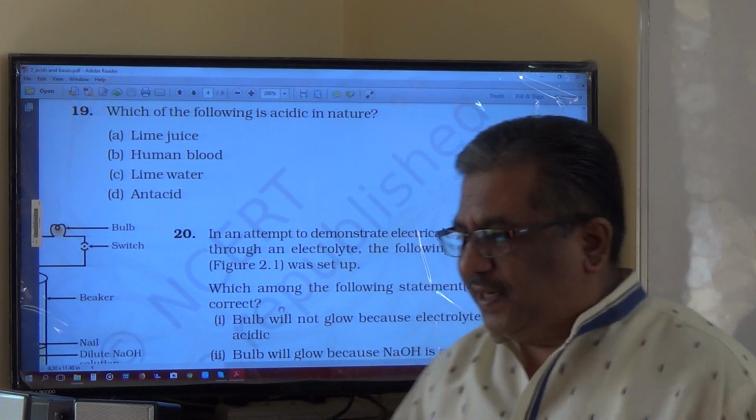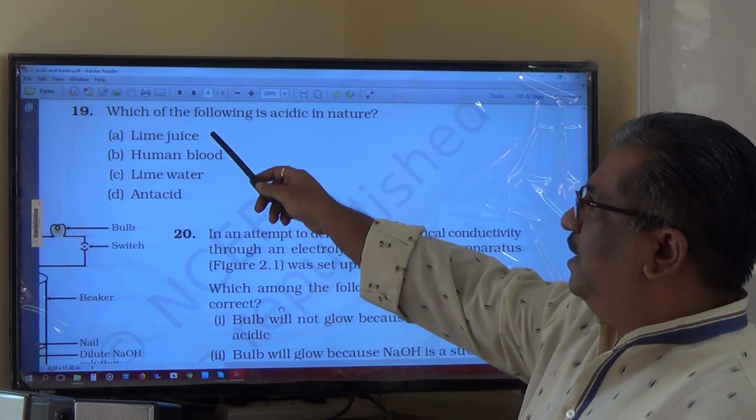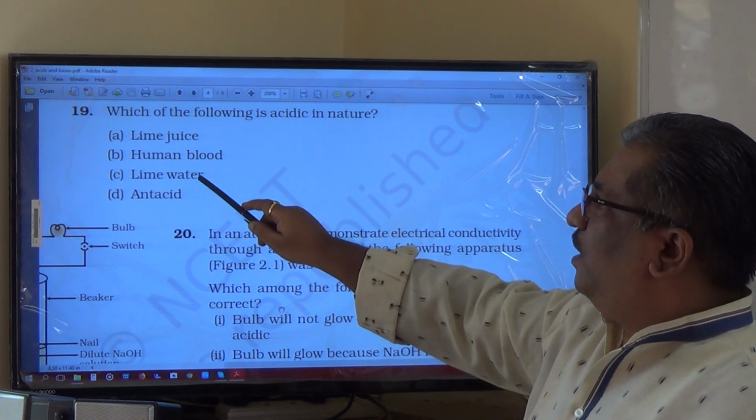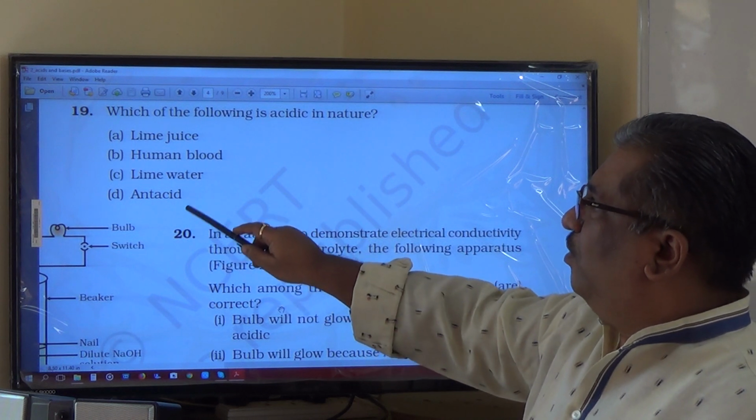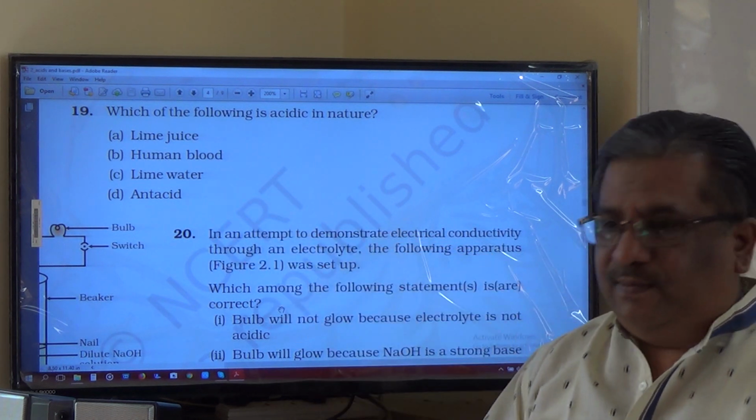Which of the following is acidic in nature? Lime juice? Yes. Human blood? No. Lime water? No. Antacid? No. Acidic in nature is lime juice, A.